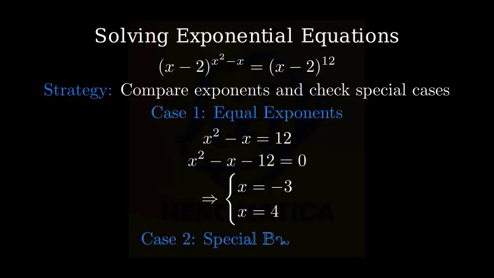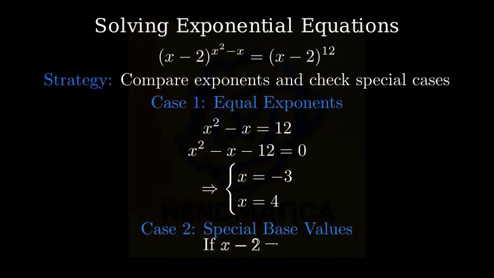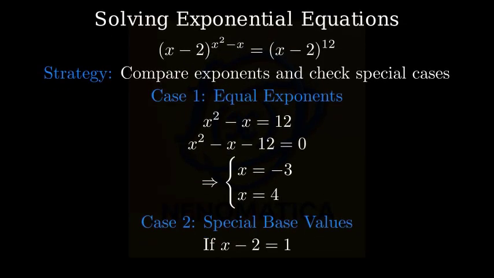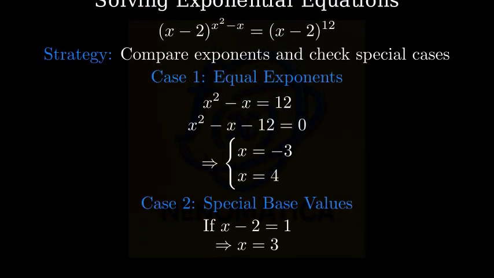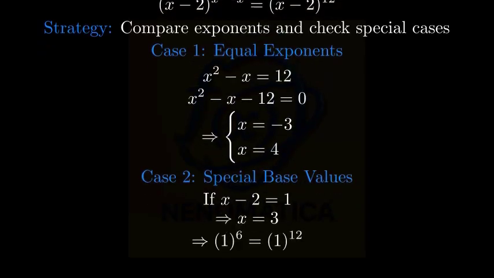When a base is 0, 1, or -1, we need to check each case individually because these bases have special properties with exponents. First, let's check when x minus 2 equals 1. This gives us x equals 3. Substituting back, we get 1 raised to the power of 6 equals 1 raised to the power of 12. This is true, since 1 raised to any power equals 1. So x equals 3 is a solution.